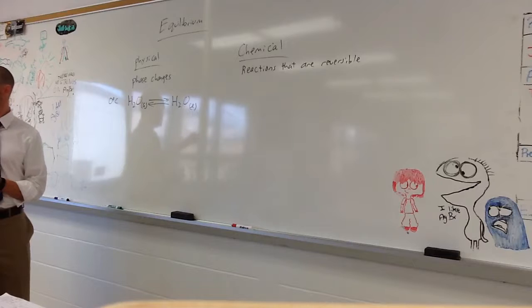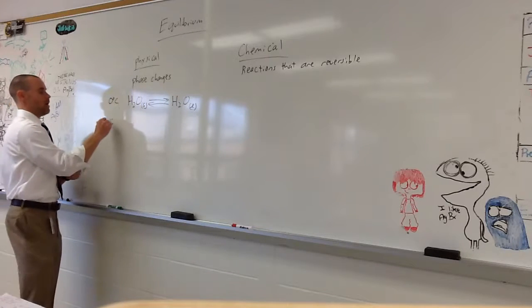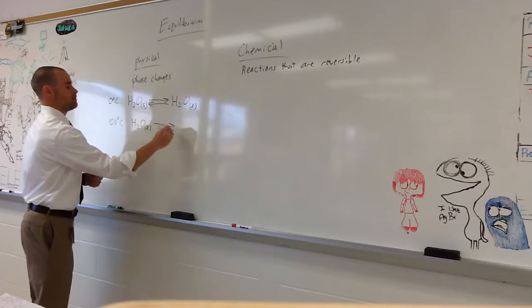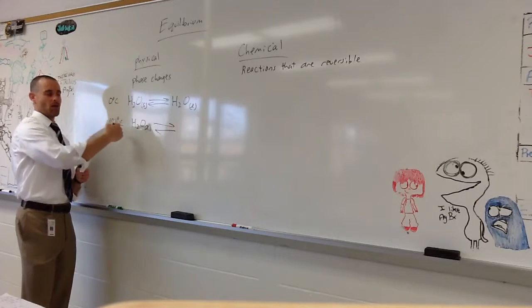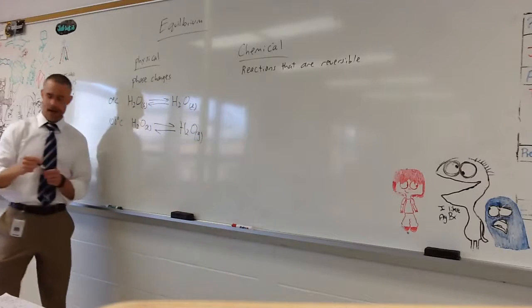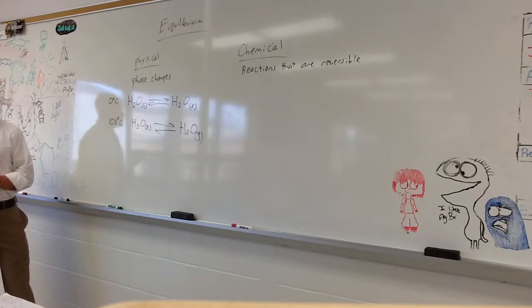100 for water. So 100 degrees Celsius would be H2O liquid. Put a double arrow, one going one way, one going the other, and then H2O gas. That would be another example of a physical equilibrium.